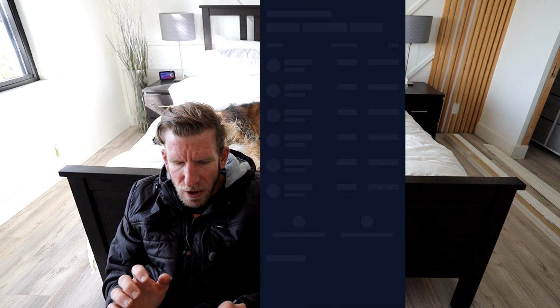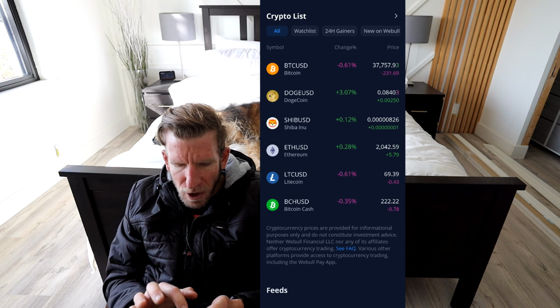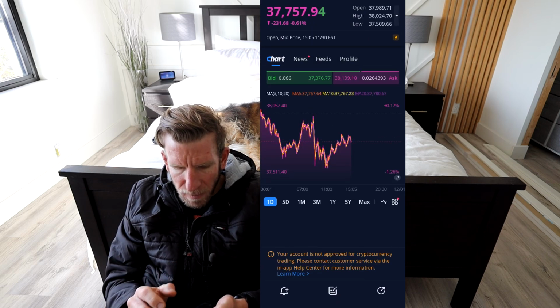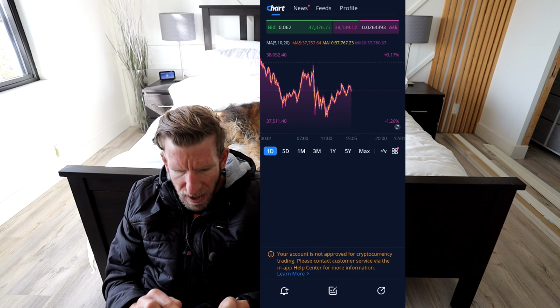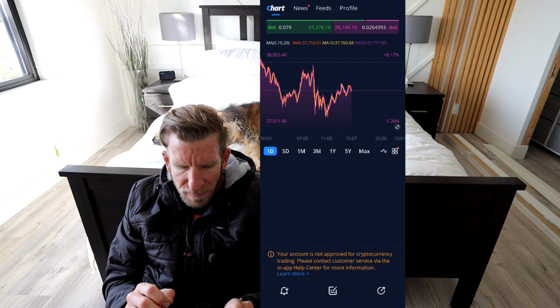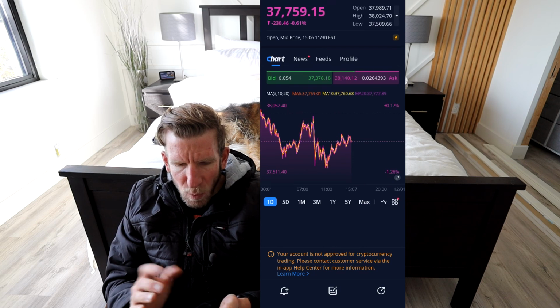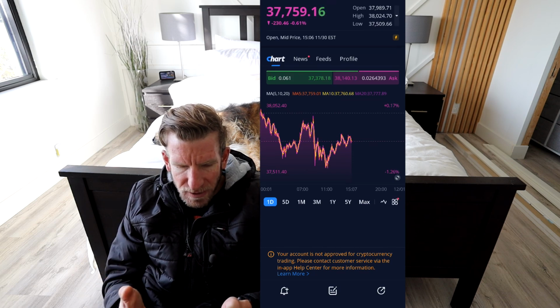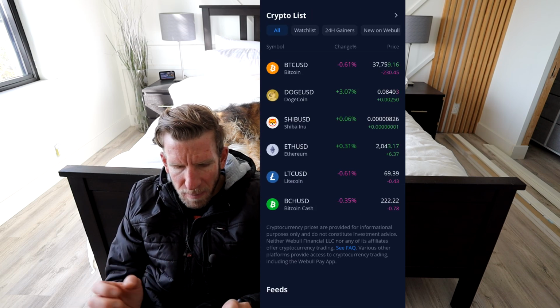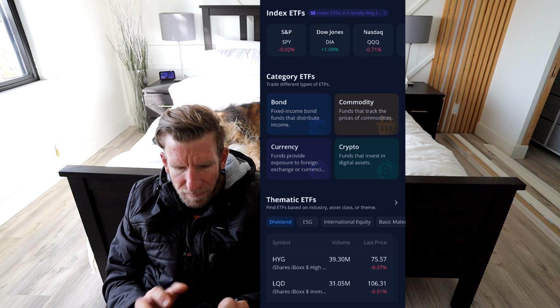Now hitting crypto. So again, they have a whole separate app for crypto, but let's just go on Bitcoin right here. So let's go down. And right here, down at the very bottom, your account is not approved for cryptocurrency trading. Please contact customer service via the in-app help center for more information. But I have their Webull Pay app where I can do this for cryptocurrency. So just keep that in mind as well. But you can add to your watch list, etc. here. Now, ETFs, I'll let you guys explore that as well.